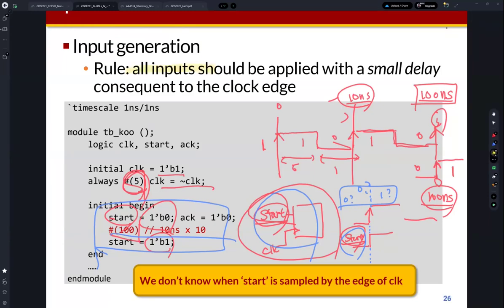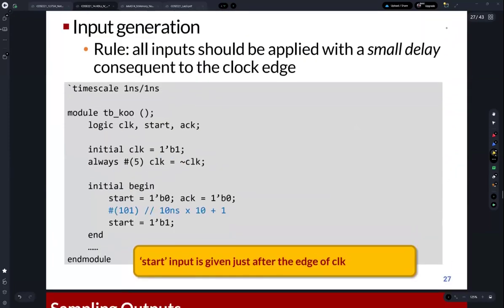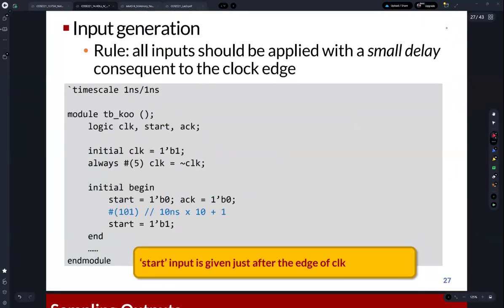All inputs should be applied with a small delay consequent to the clock edge. So actually we need to change this delay. Okay, so to avoid this case, I set the delay of input as 101. So what does that mean?